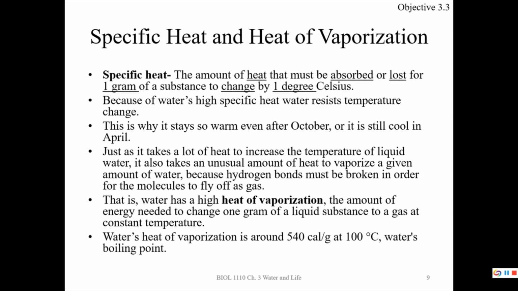Now, it takes a lot of heat energy to increase water, to make it vaporize, to make it go as a gas. The heat of vaporization is how much energy it takes to change a gram of liquid to a gas if temperature stays constant. At 100 degrees Celsius, it takes 540 calories per gram to make water boil. That could be easier to achieve at different atmospheric pressures.